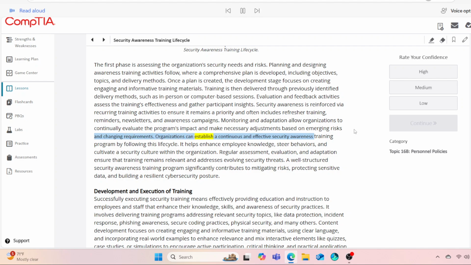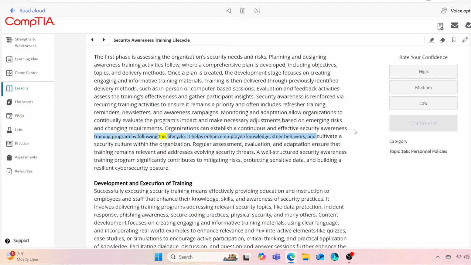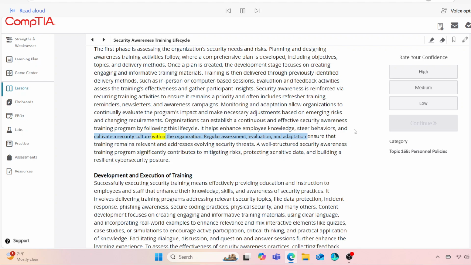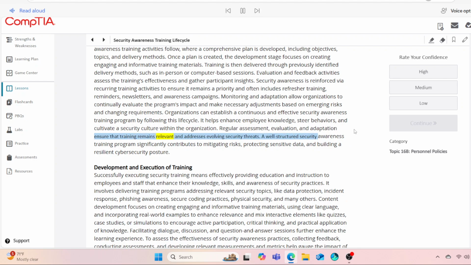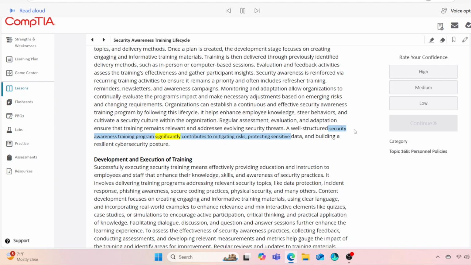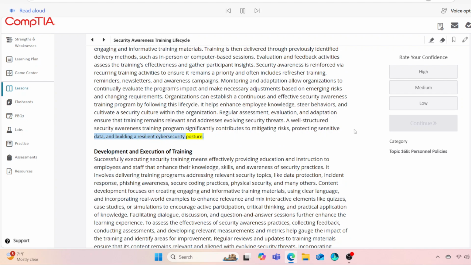Organizations can establish a continuous and effective security awareness training program by following this life cycle. It helps enhance employee knowledge, steer behaviors, and cultivate a security culture within the organization. Regular assessment, evaluation, and adaptation ensure that training remains relevant and addresses evolving security threats. A well-structured security awareness training program significantly contributes to mitigating risks, protecting sensitive data, and building a resilient cybersecurity posture.